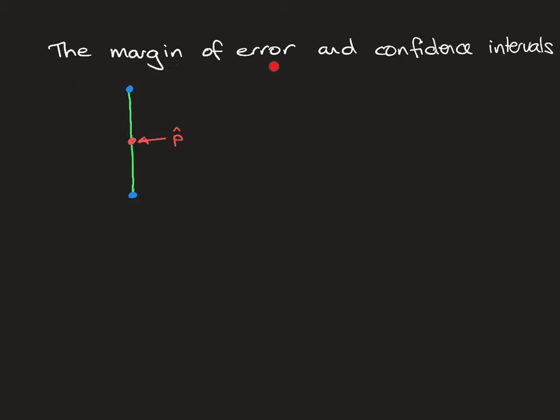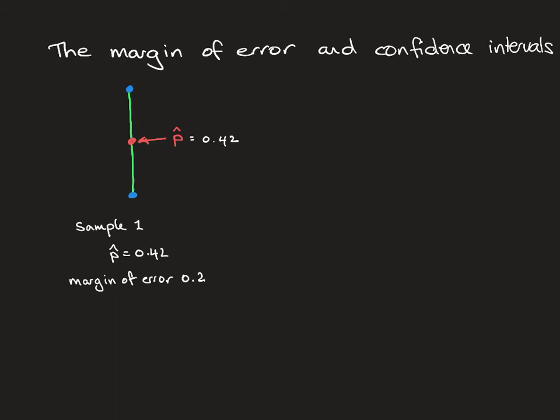So let's look at the margin of error and this idea of a confidence interval. Each of our samples had a red dot for its p-hat value, and these green sections represented our margin of error. And so what we've got here is an interval with an upper value of whatever this is and a lower value of whatever this is. So let's use one of our samples so that we can make sense of exactly where these values come from.